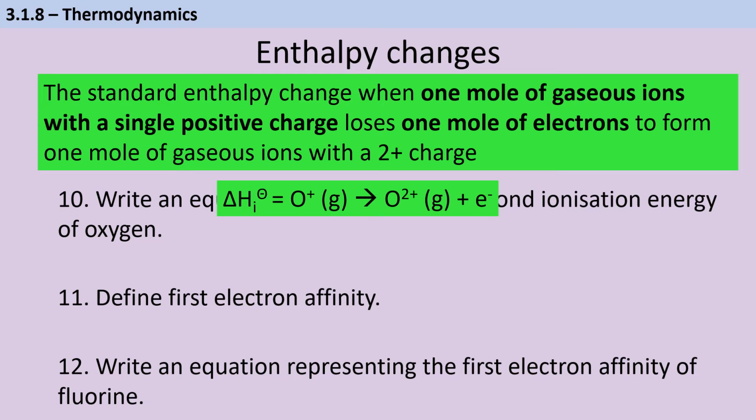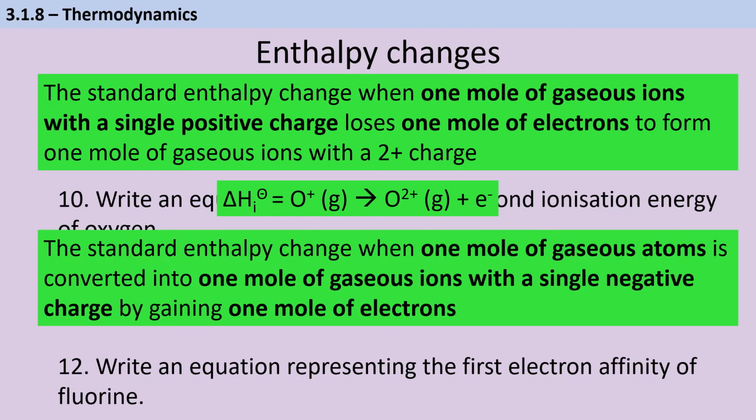Then electron affinity you can think of as kind of the reverse of the ionization energies. So here we're talking about the enthalpy change when a mole of gaseous atoms gains an electron to form a mole of gaseous ions with a single negative charge. And again, we can write this as an equation, so we can have our gaseous atoms gaining those electrons to form gaseous ions. And again, I'm going to say it again, make sure you have your state symbols in there.